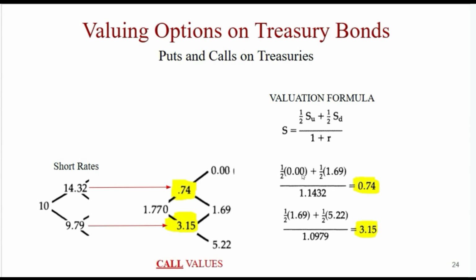So we took the average of 0 and $1.69 here, which gave us 0.74. We discounted it back by 14.32%, and we got this. Here, we took the average of $1.69 and $5.22, our prices, and then we discounted that average back by 9.79% and got $3.15.